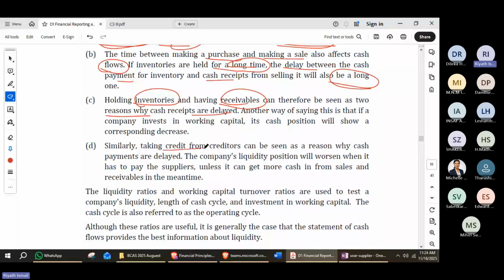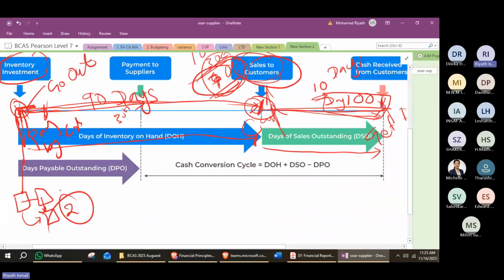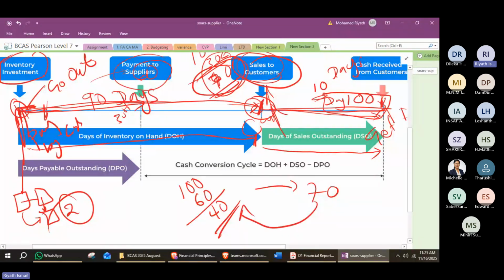Similarly, taking credit from a creditor or supplier can be seen as a reason why cash payments are delayed. Right, you can shorten the period, rather than giving 30 days. If you get approval for 60 days of credit, then your cash conversion cycle of 100 days minus 60 days becomes 40 days. Right? A 70 days conversion cycle becomes 40 because you get more time to settle with your suppliers.